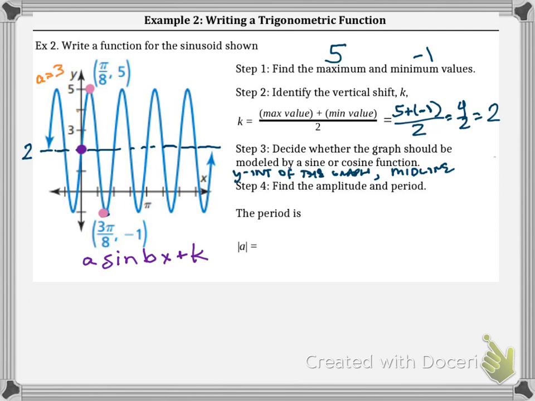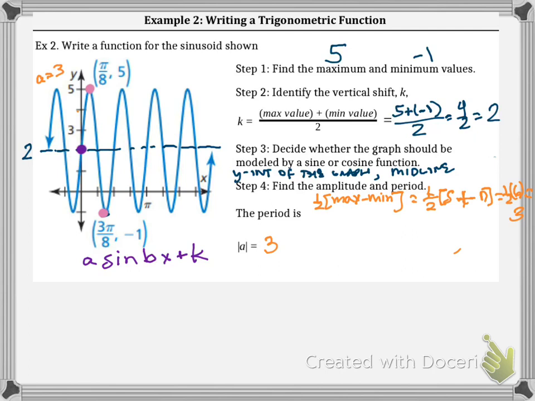Now if we use the formula, if we remember the formula is 1/2 of the max minus the minimum value. So if we do that, let's just plug it in. 1 divided by 2, and then the maximum is 5 minus a -1. So when we do that, we get 1/2 of 5 minus a -1, or 5 plus 1, which is 6. That does equal 3. So our amplitude is, in fact, 3.